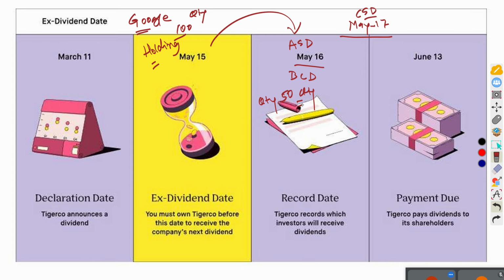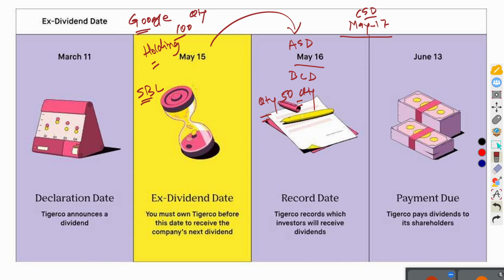So the important question here is why there is a discrepancy of 50, because you're holding 100 securities on X date, and when you, as an accountant or corporate action analyst, checked in your system, you found only 50 quantities available on the actual settlement date, record date, or book close date. Then what would be the reasons for this discrepancy in this particular contract or trade? Maybe due to SBL, security borrowing and lending.